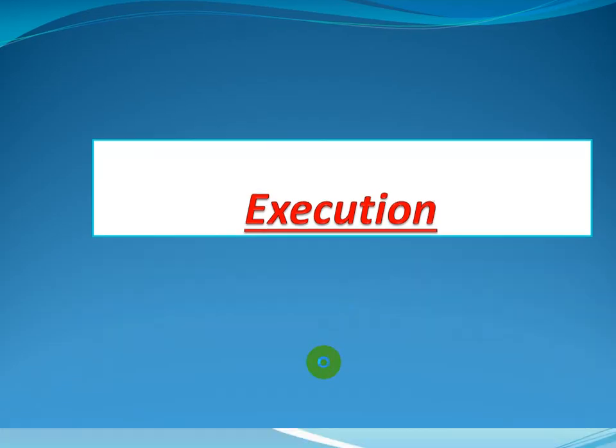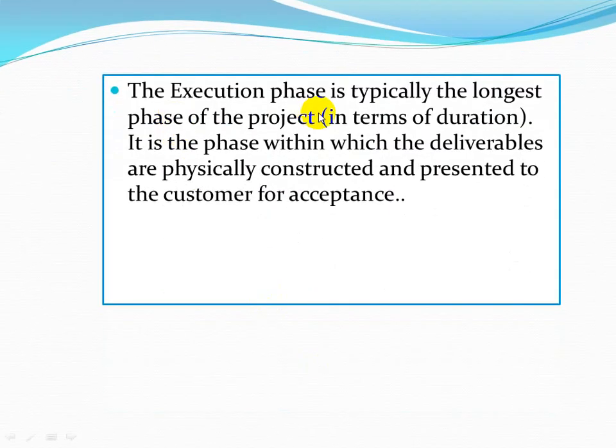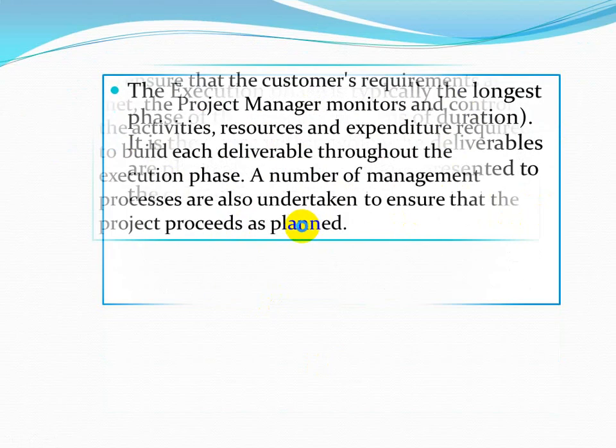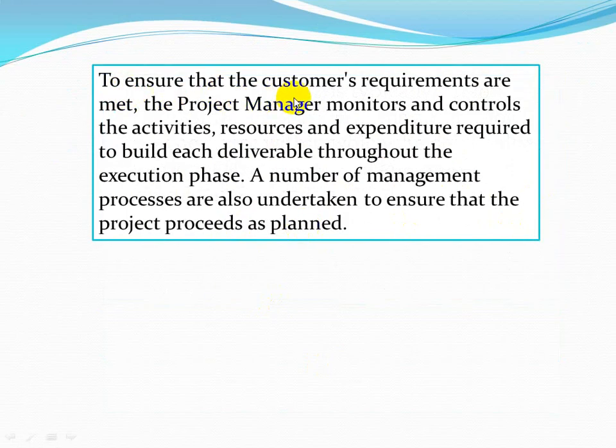आज का मेरा टॉपिक है एक्जीक्यूशन। एक्जीक्यूशन क्या होती है? The execution phase is typically the longest phase of the project in terms of duration. It is the phase within which the deliverables are physically constructed and presented to the customer for acceptance. To ensure that the customer requirements are met, the project manager monitors and controls the activities, resources, and expenditure required to build each deliverable throughout the execution phase.